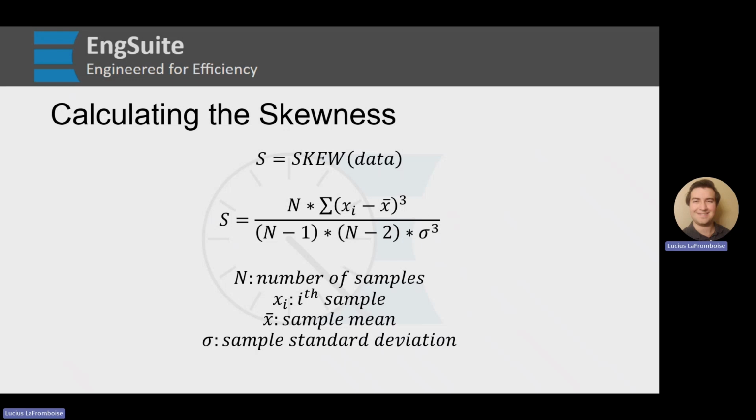Well, one formula that you can use and that we're going to use later on is this one right here, where the skewness equals n times the sum of (xi minus x bar) cubed over (n minus 1) times (n minus 2) times the standard deviation cubed.